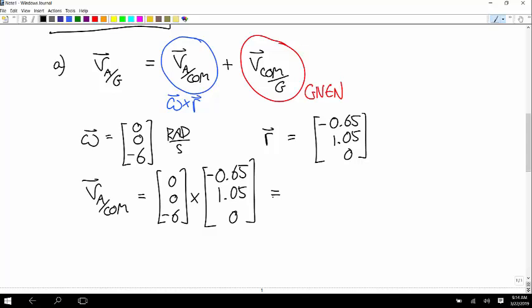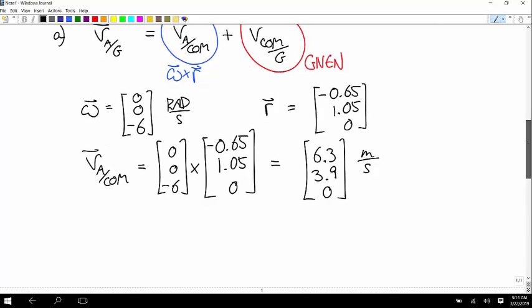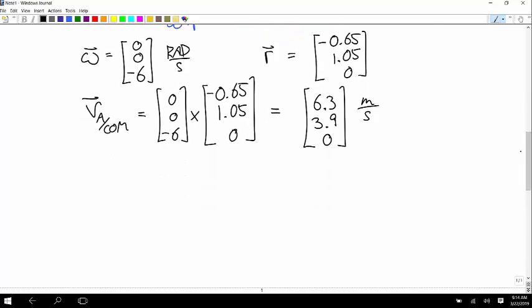Can someone calculate that? 6.3 and positive 3.9. And then 0 for z because it's a planar motion. That's meters per second. And now, what if we were asked in this problem to represent that in like a normal looking coordinate system?